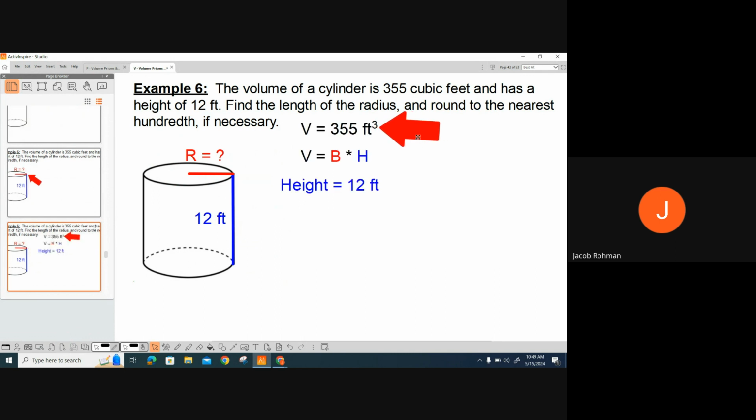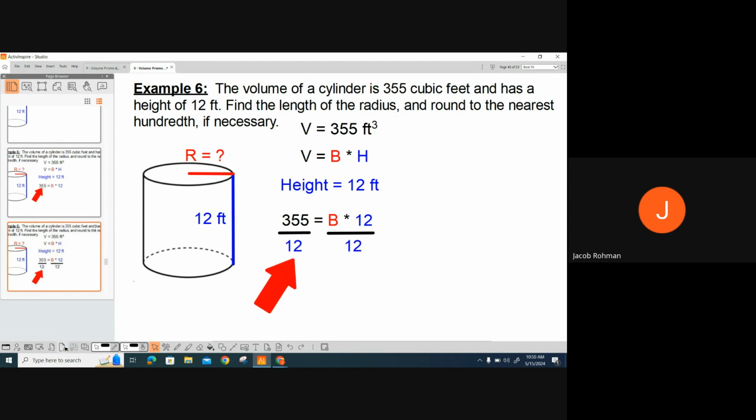And we also know the volume is equal to base times height, the area of the base times height. And we know that the height is 12. So we could actually set up an equation here of the area of the base times 12 has to be equal to 355 cubic feet. Well, to solve this equation, we're going to divide by 12 on both sides so that the B is equal to 29.58. And that's the area of the base.